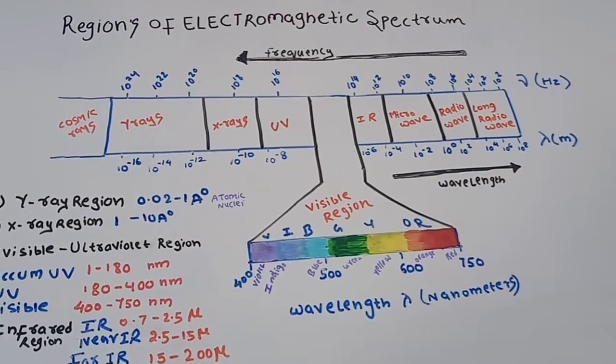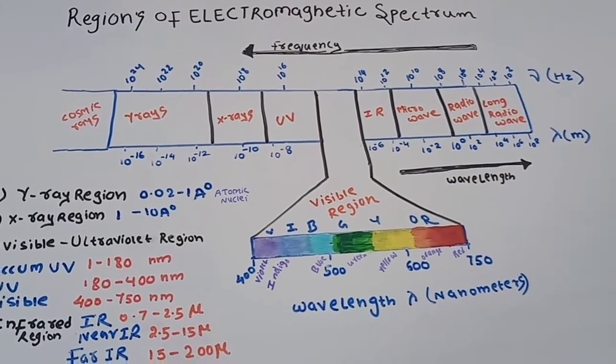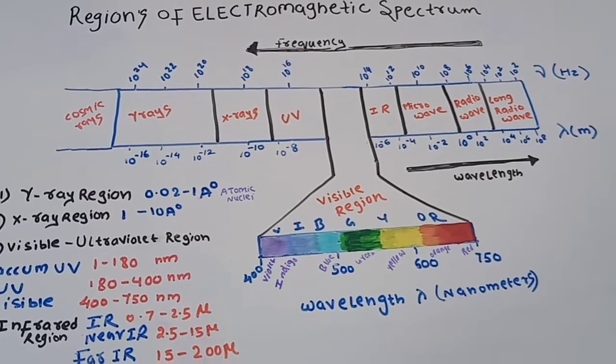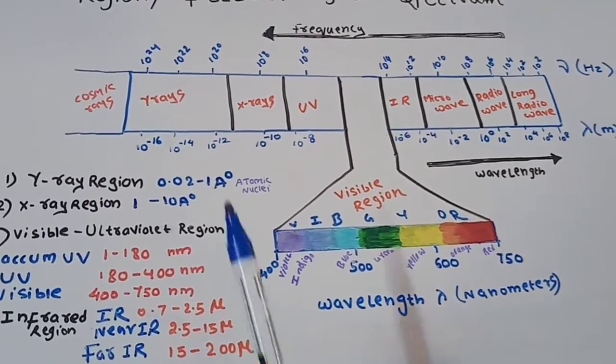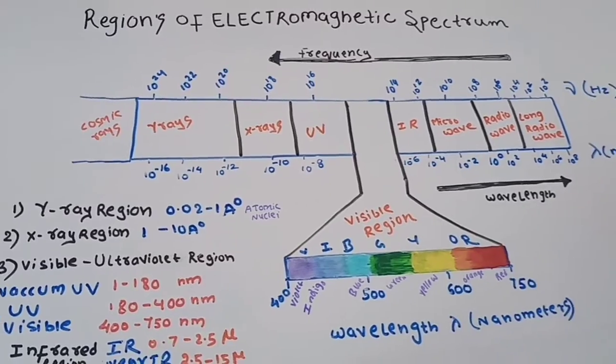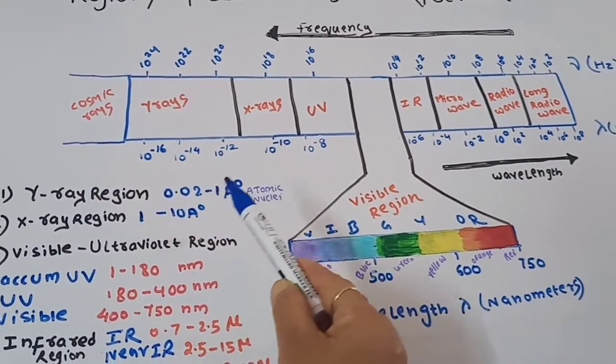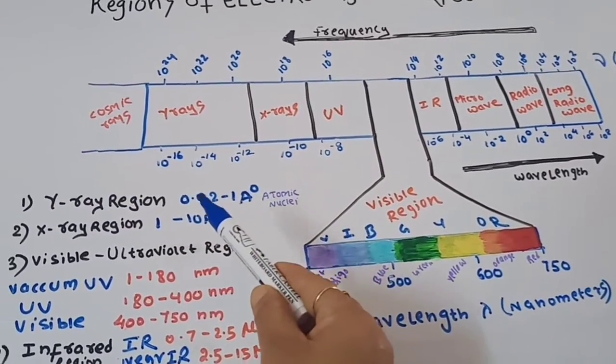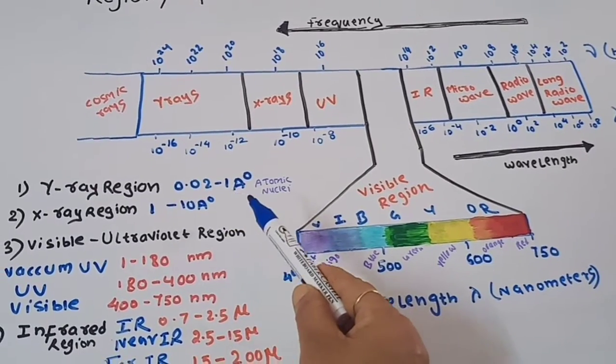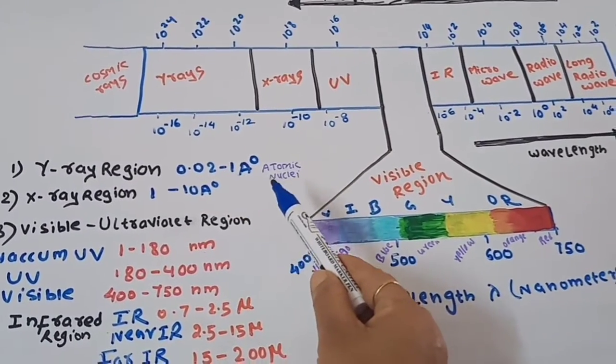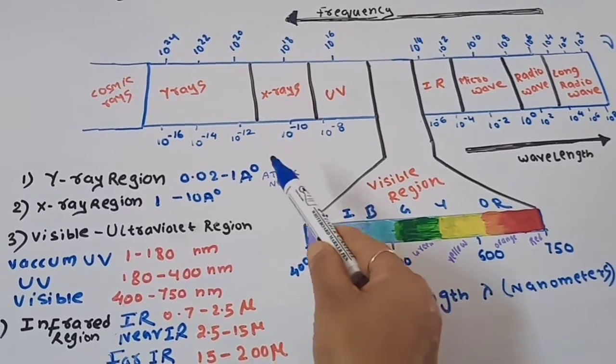We can have a quick look at the regions of the electromagnetic spectrum. The electromagnetic spectrum is divided into the following regions. First is our gamma ray region. Its wavelength ranges from 0.02 Angstrom to 1 Angstrom, and we can say that the gamma rays come from the atomic nuclei.